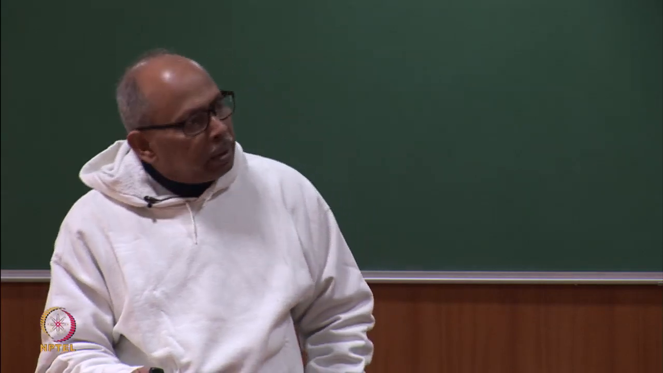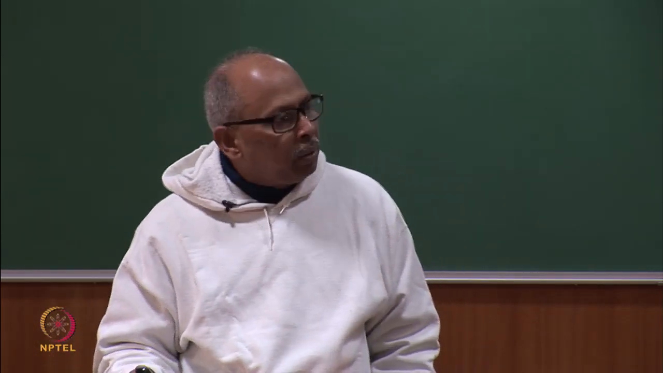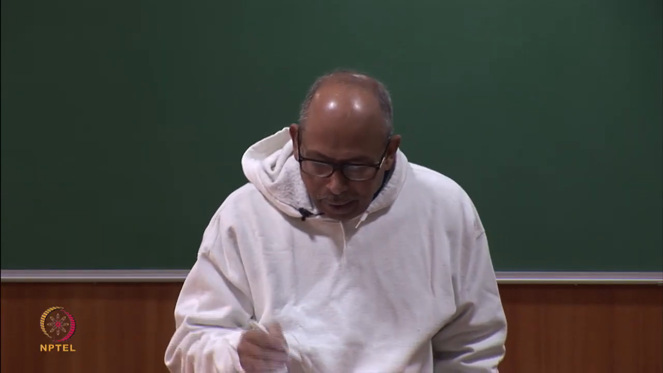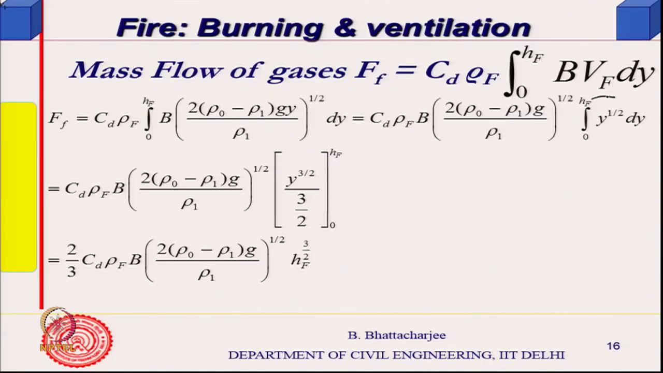So, continuing with the same mass flow of gases that we have seen. Now, I can express this a little further by putting the value of Vf as a function of y, which was coming like this, and there is hardly any complex integration here. This velocity was y to the power half. So, the only thing that will come out is y to the power half dy, and the rest are constants. So, B comes out, CD the discharge coefficient, the density of the gases comes out, and this part also comes outside to the power half.